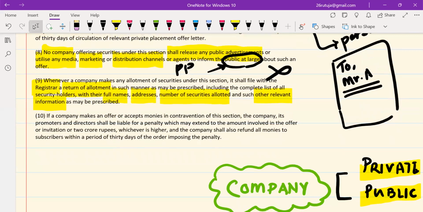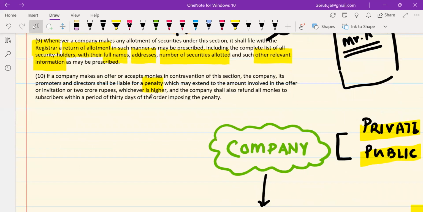The last subsection of section 42 talks about penalty. So if any of the provisions mentioned above are not complied with, it is going to attract a penalty. The penalty may be the amount involved in the offer or 2 crore rupees, whichever is higher. And the company shall also refund all money to the subscribers within a period of 30 days of the order.